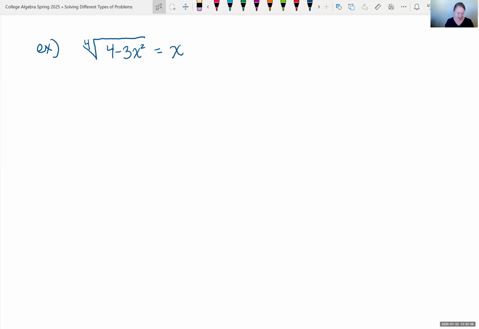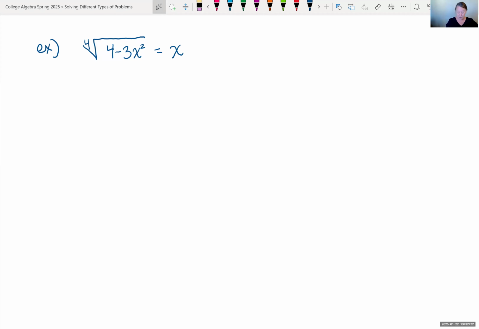So the next question in front of us, we have the fourth root. Underneath that fourth root, we have 4 minus 3x squared. After that fourth root, we have the equal sign and then x. So we want to solve this. We want to solve for all real solutions.